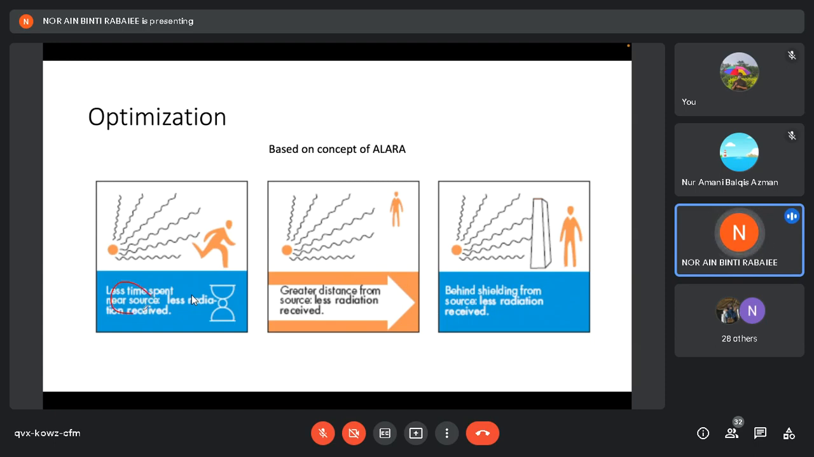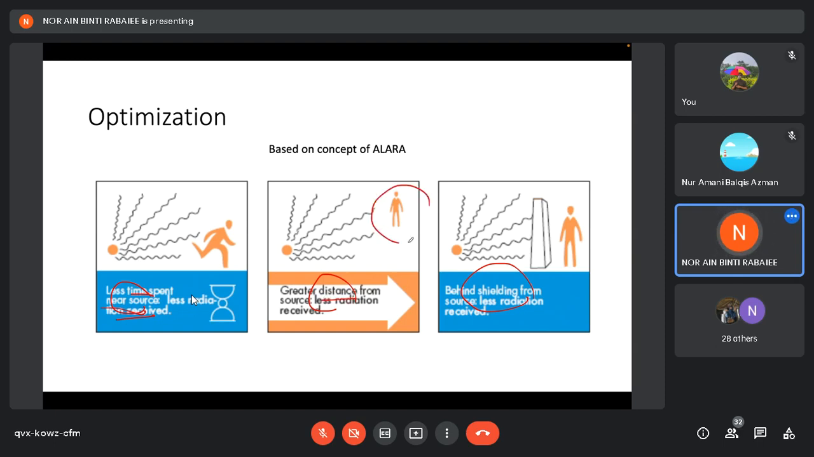Based on the ALARA principle, they mention time, distance, and shielding. So based on the ALARA concept: time, distance, and shielding. Less time spent near the source means less radiation received. For certain procedures we need to stay with the patient and the source, for example fluoroscopy and angiography procedures, where we have to spend time with the patients. So the first concept of ALARA is to spend less time near the source. Less time, less radiation received by the body.